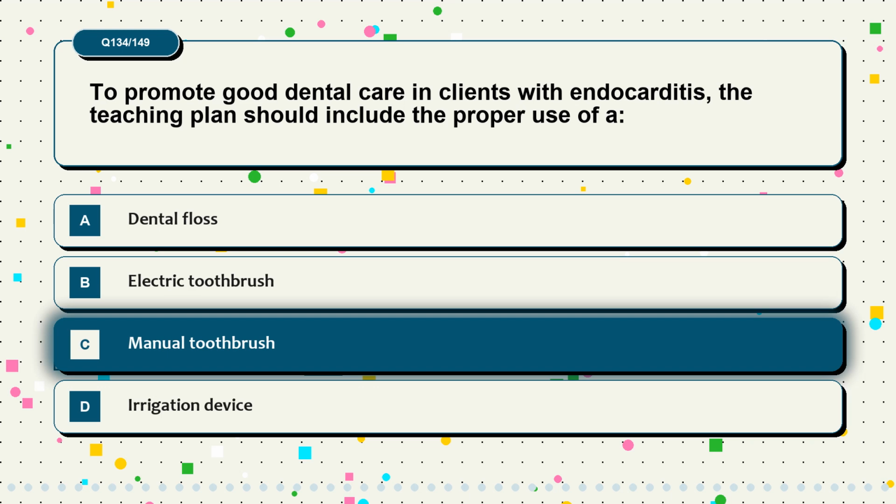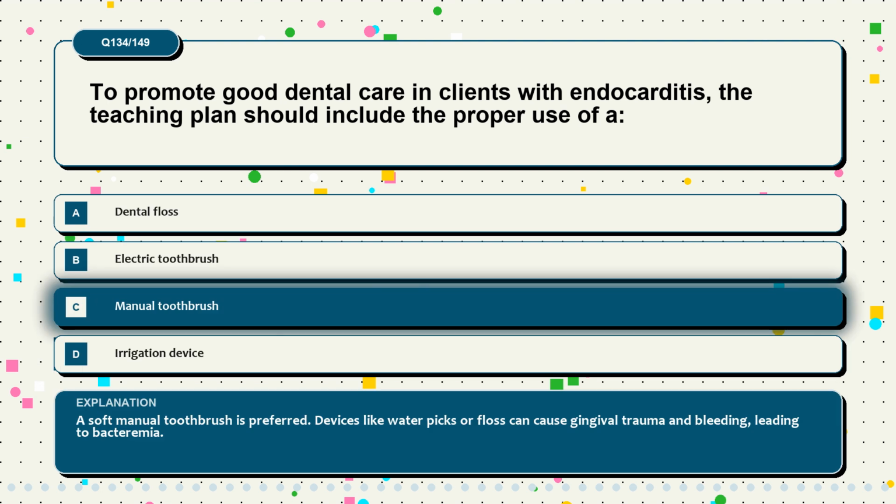The correct answer is option C. Manual toothbrush. A soft manual toothbrush is preferred. Devices like water picks or floss can cause gingival trauma and bleeding, leading to bacteremia.